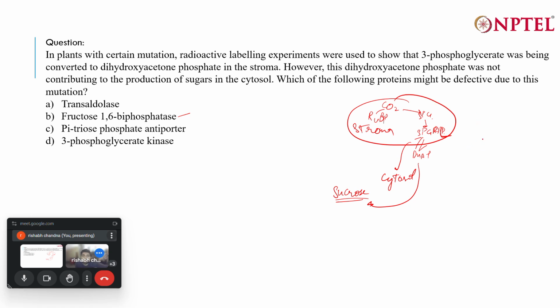Now what happens is that 3-phosphoglycerate was being converted to dihydroxyacetone phosphate in the stroma. However, this DHAP was not contributing to the production of sugars in the cytosol. So it is present in the stroma and it's working fine, but it's not working fine in the cytosol. So what will happen? There can be a mutation in the protein that is involved in the transportation of the DHAP.